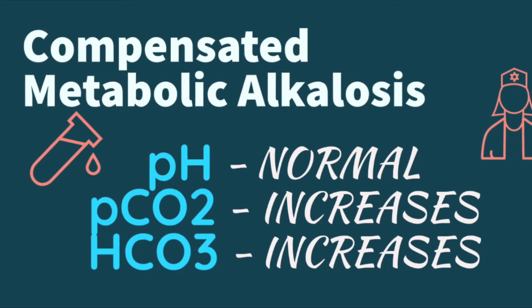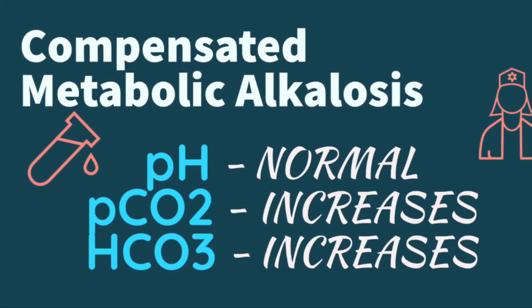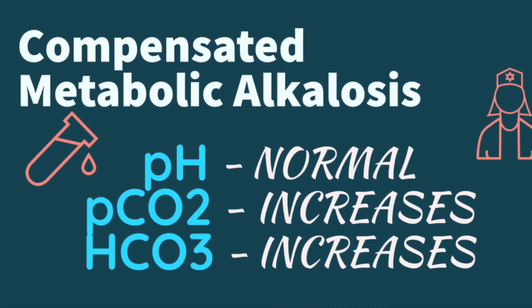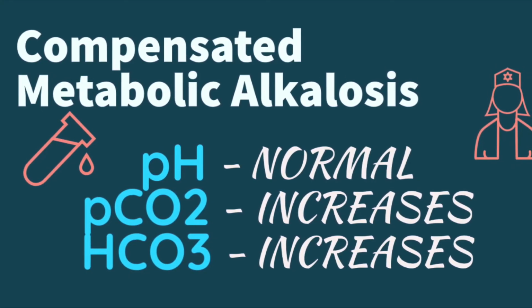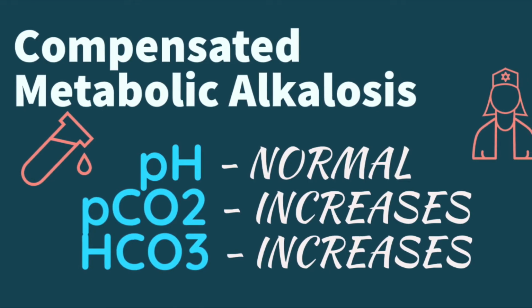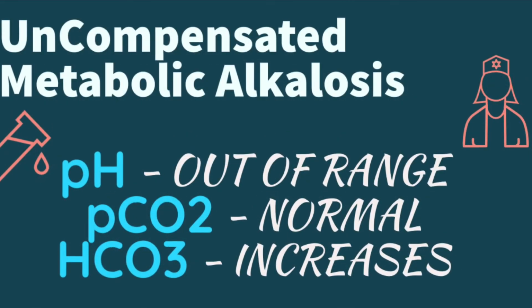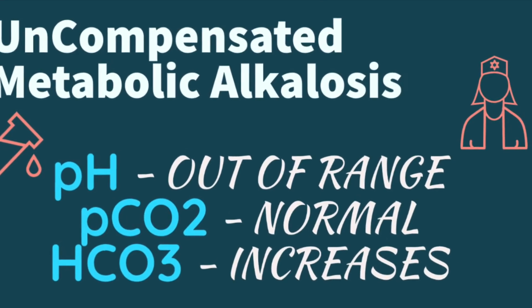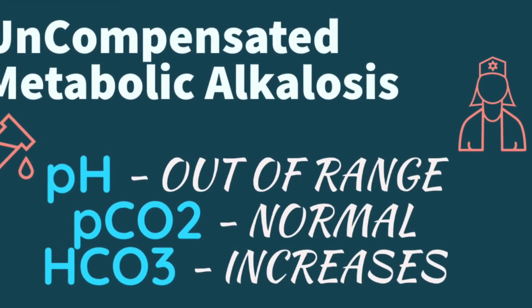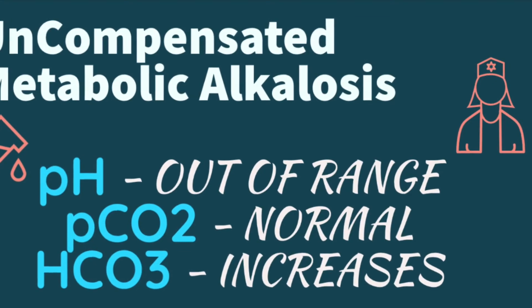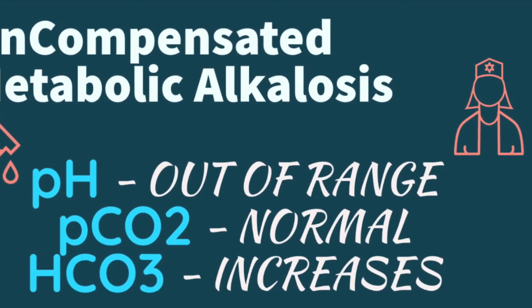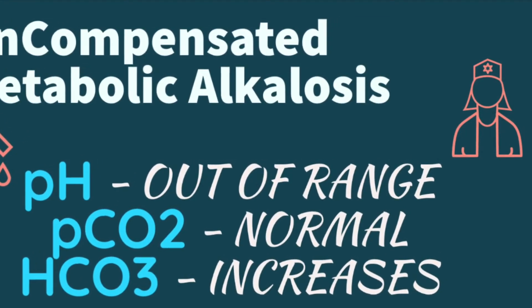Next is compensated metabolic alkalosis, and the pH level will be normal and both carbon dioxide and bicarb levels will be increased. Next is uncompensated metabolic alkalosis. In this, the pH level will be out of range, the carbon dioxide level will be normal, and the bicarb level will be increased.